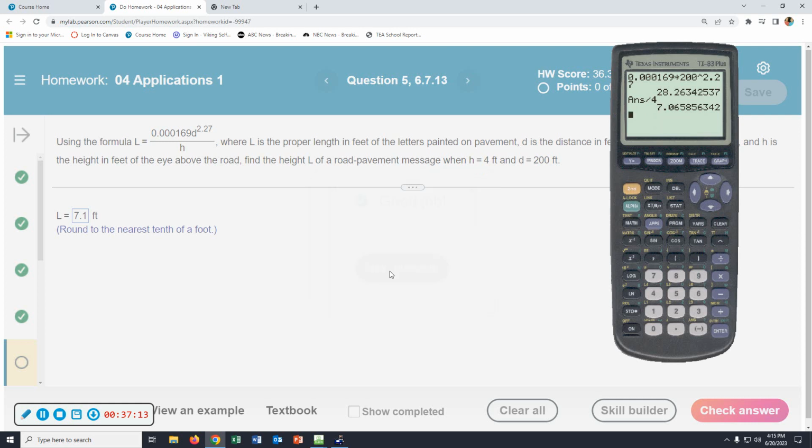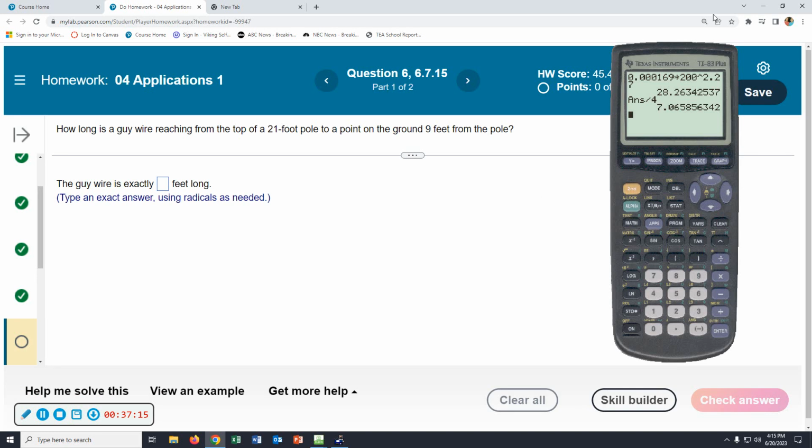Let's see. Problem number 6. Okay, well, there's a formula from geometry that we sort of assume y'all know in this course. It's called the Pythagorean Theorem.